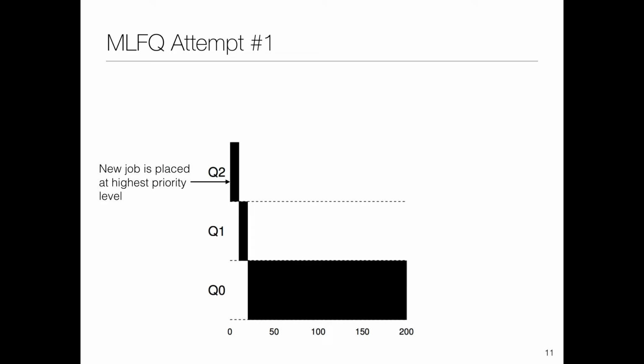Before that, whenever a new process comes, it's placed in the highest priority queue. Why would you want to do that? You want to minimize the response time, and you want to give every new job a shot at the CPU. So each new job comes in at the top of the queue. It executes for the time quantum, which is in this case 10 units.